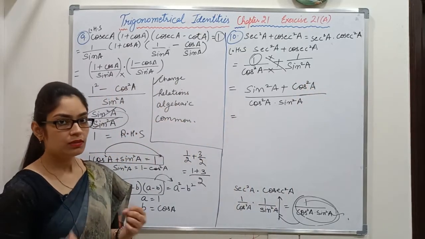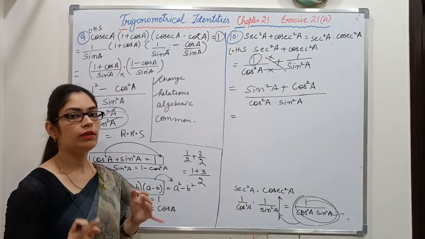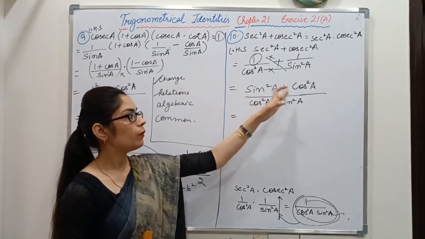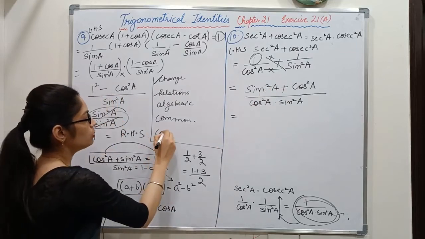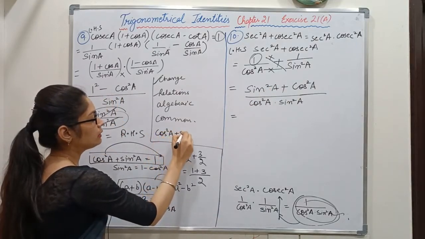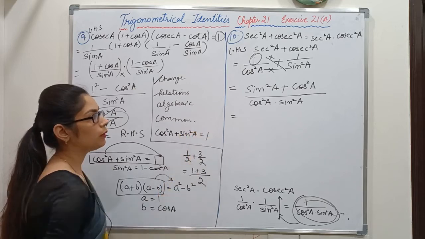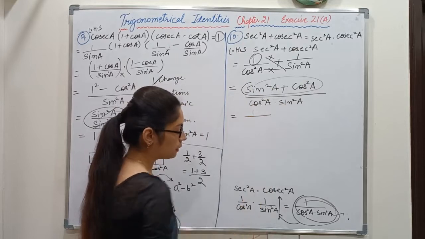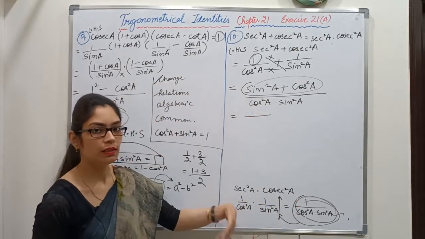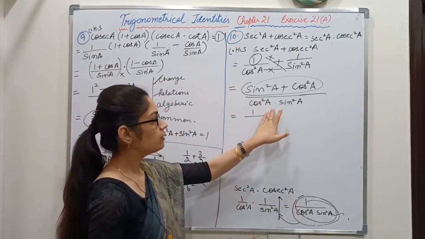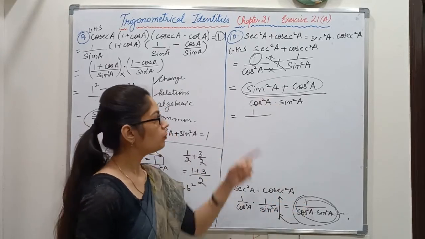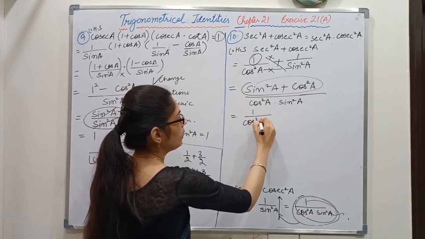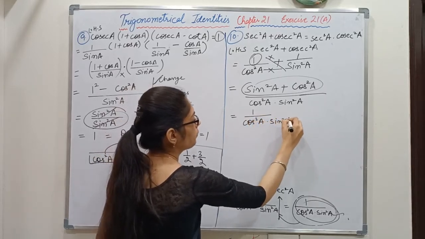And now what relation can we use here? Till now we have learned reciprocal relations and square relations. In square relations we learned cos square A plus sin square A equals 1. So we will substitute this as 1, because this is what we need. We can keep looking at what we need. This thing we got, then here we need 1. So we can change this to 1, so we have 1 by cos square A into sin square A.